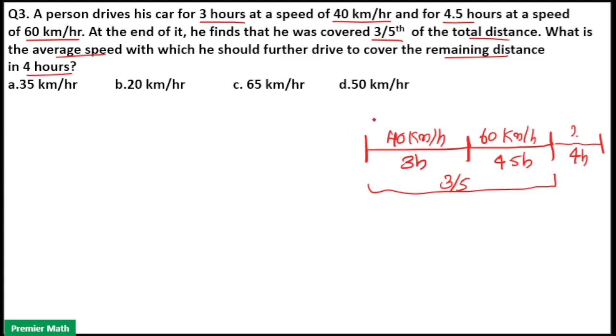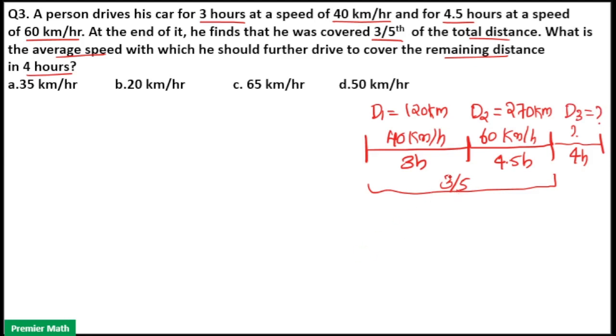Here you can see in the first part, distance is speed into time, that is 40 into 3 is equal to 120 km. In the second part, the distance he traveled is 60 into 4.5, that is 60 into 4, 240, 60 into 0.5, 30. So total 270 km, 240 plus 30. So we need to find D3 as well.